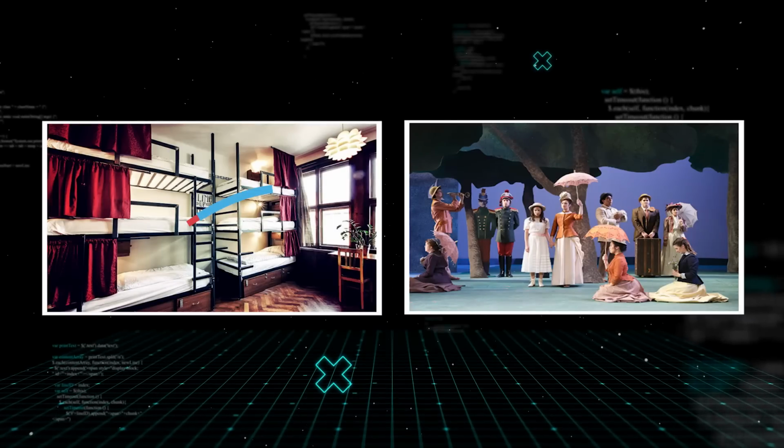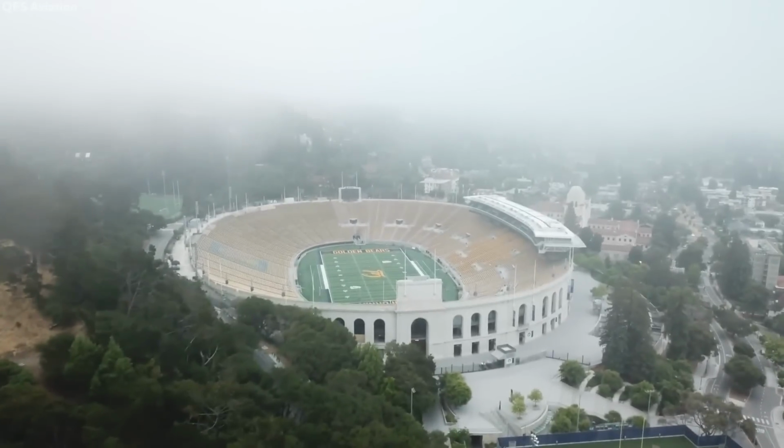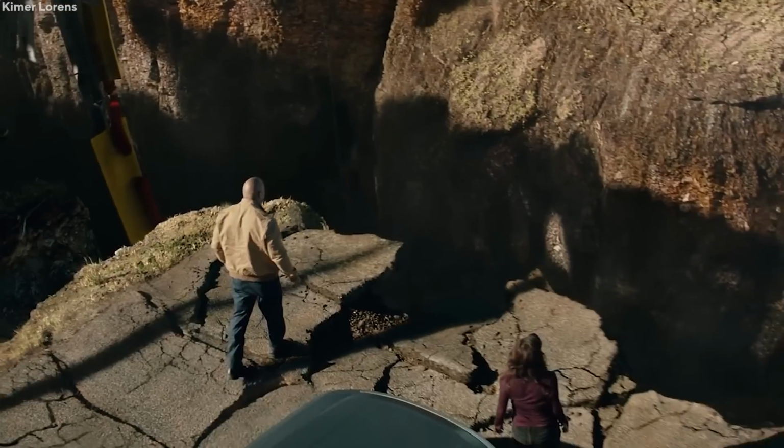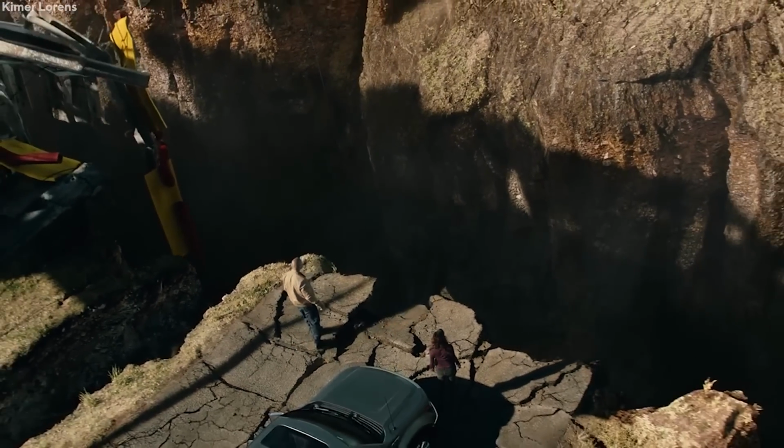It passes under a theater, a few dormitories, and the California Memorial Stadium steps. Scientists already know that the Hayward inches along steadily, but they also know that faults don't only creep, they also rupture and break, and this rupturing will happen suddenly without any prior warning.